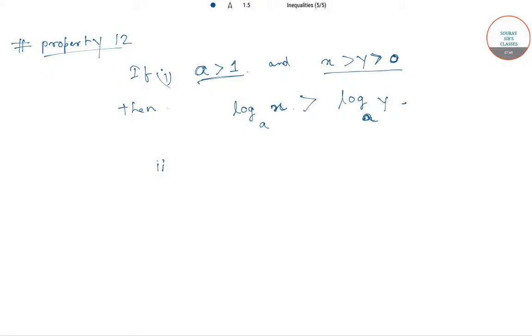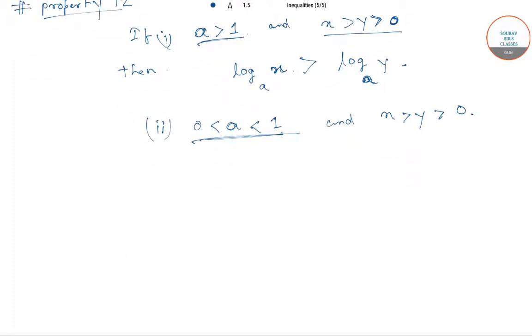Now similarly, if a lies in the interval of 0 to 1 and again x is greater than y, which is greater than 0, then we would have log base a x less than log base a y.